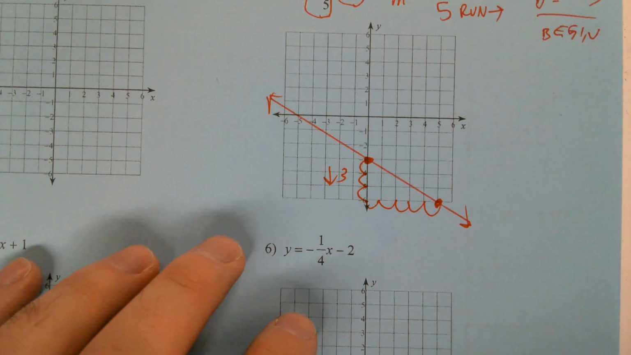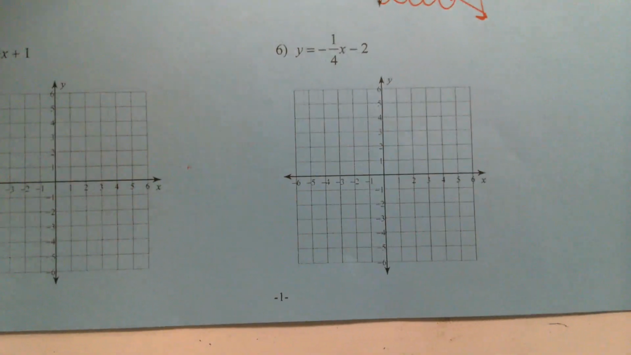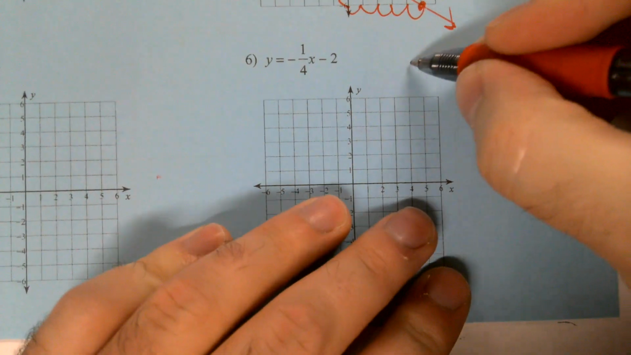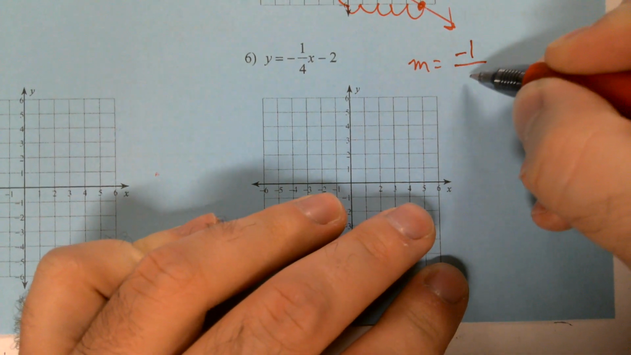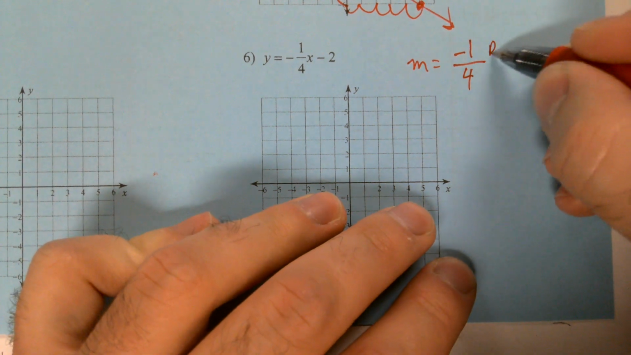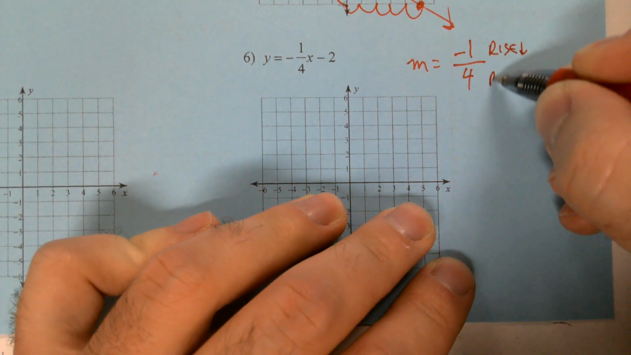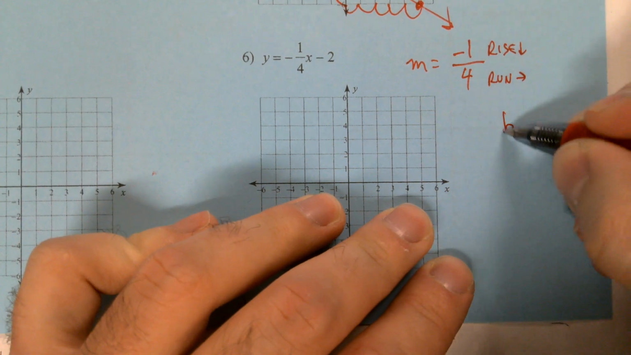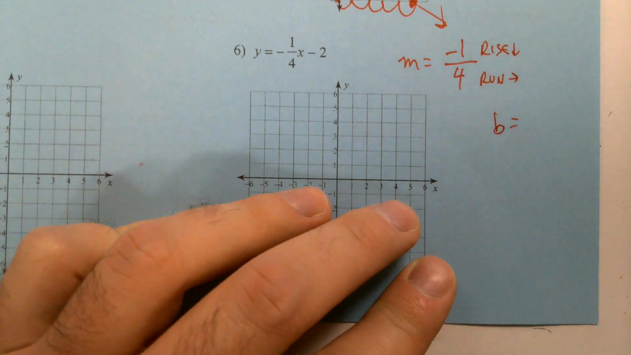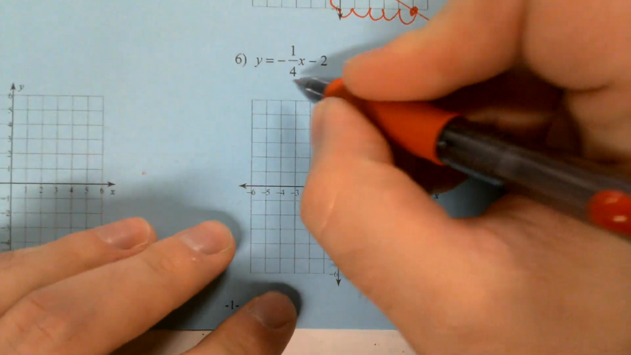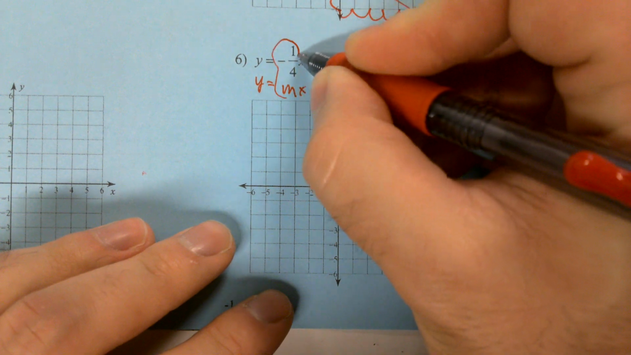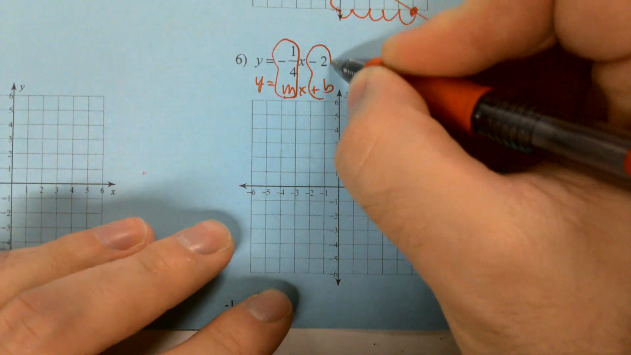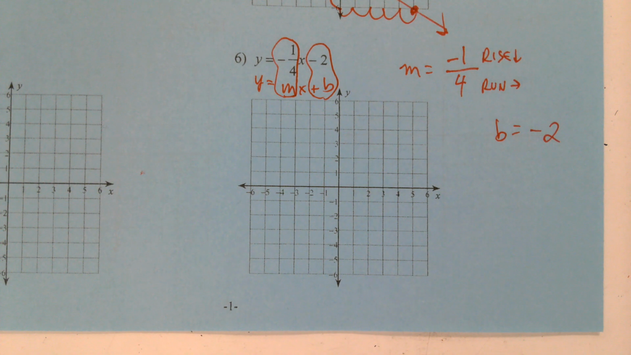Over to number 6. Write down another little double negative here. What's my m going to be? Negative 1 over 4. Good. So we're going to rise again down and run to the right. Where am I going to begin? Negative 2. y is equal to mx plus b. My m is negative 1 over 4. My b is negative 2.